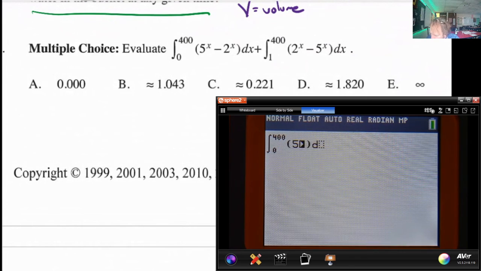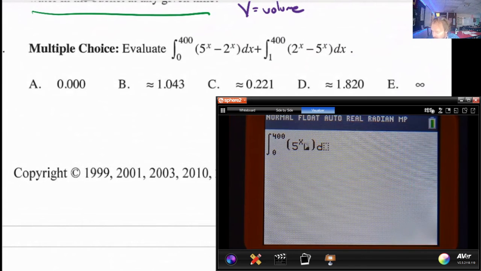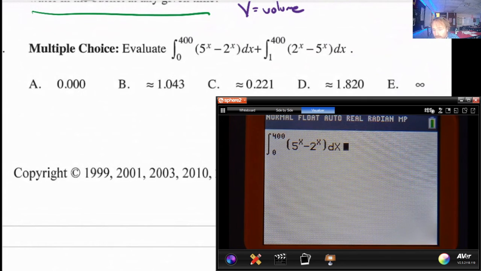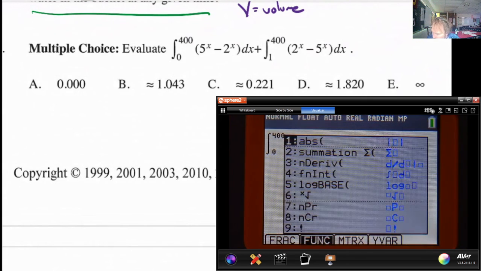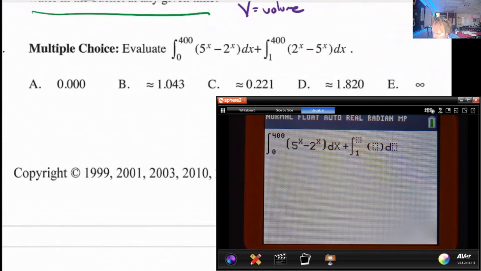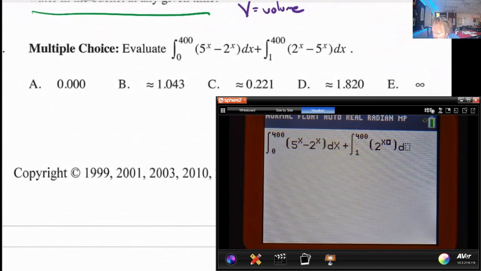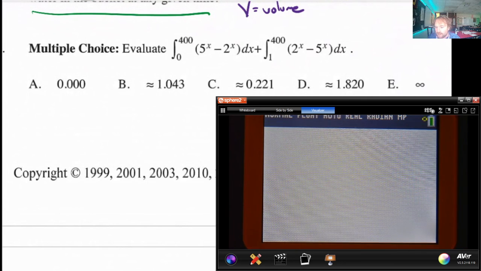So the integral of 5 to the x minus 2 to the x dx, plus the integral from 1 to 400 of 2 to the x minus 5 to the x dx. This is going to take forever for my calculator to calculate. You know, could we do this by hand? Sure. Would we ever do it by hand? Never.